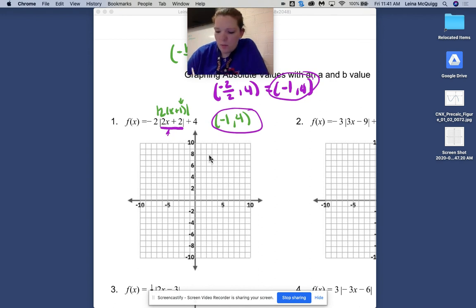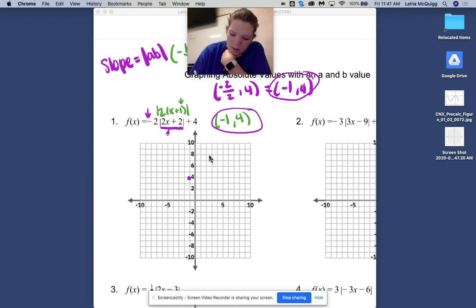So I'm going to plot my vertex just like normal. My vertex is negative 1, 4, so I'm going to have a point here. I see a negative sign right here, so that means I'm going to open down. Now I want to figure out my new slope, because this b value affects my slope. My slope is going to be the absolute value of a times b. Here, a is negative 2, b is positive 2. So the absolute value of negative 2 times 2 is 4, because negative 2 times 2 is negative 4, but I'm taking absolute value, so it's positive 4.